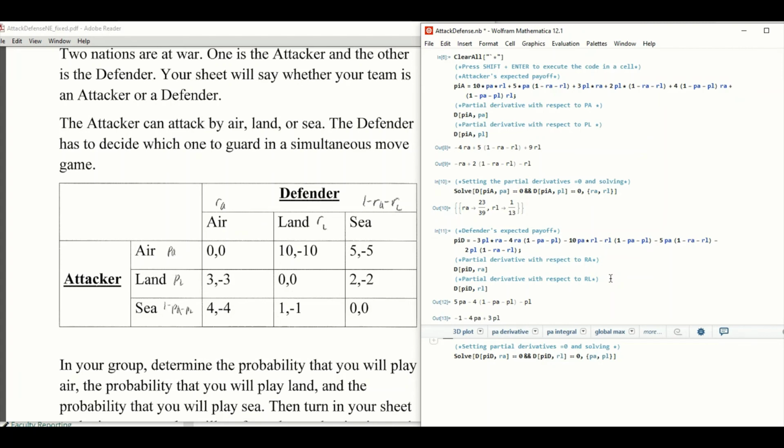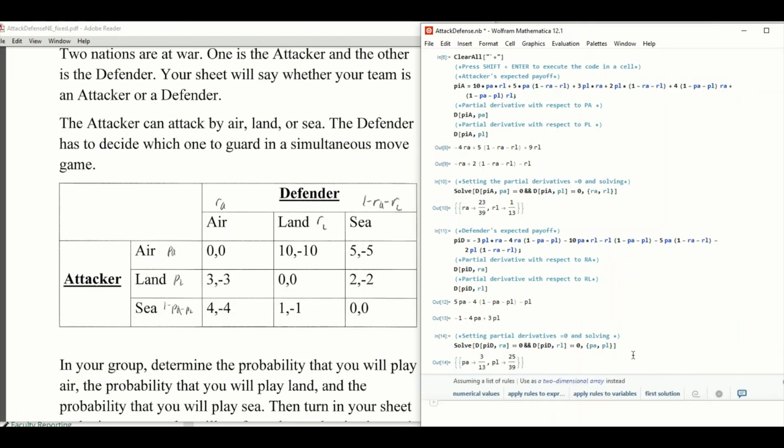Very last step, set those derivatives equal to 0, and I'm going to tell the computer to solve for PA and solve for PL. So give me numbers for what those probabilities should be. So this derivative equals 0, and that derivative also equals 0. Solve for these guys. And that's how you get our answer.